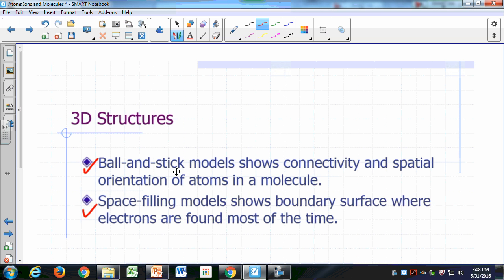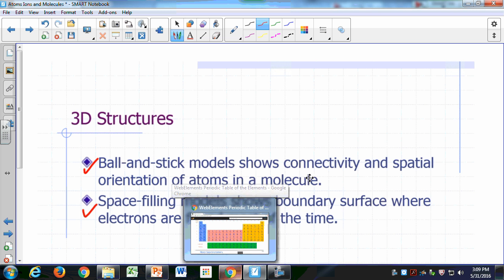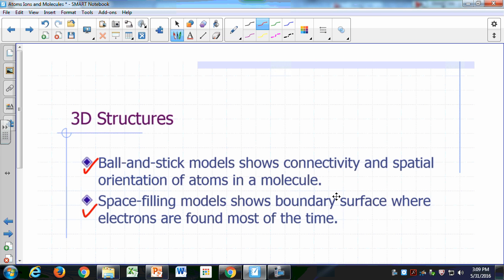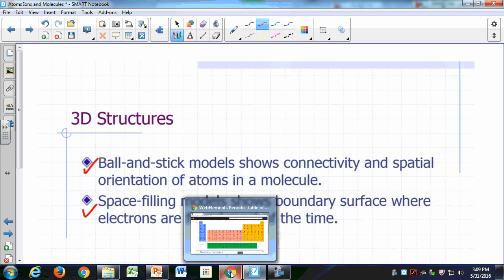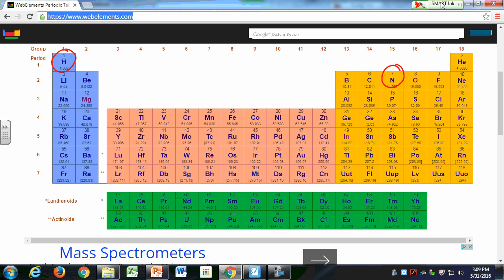The ball and stick model shows how the atoms are connected in three-dimensional space. Atoms are represented by balls, and then the sticks show you how they're connected to the other atoms. And the space filling model just shows you the boundary surface where you're going to find the electrons most of the time. If you want to look at examples of those on the internet, you just do a Google search for, let's say, space filling model.